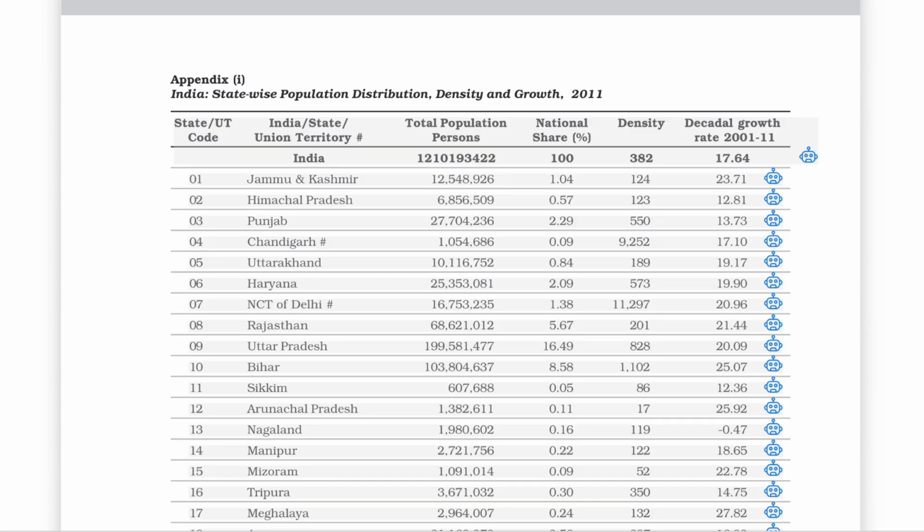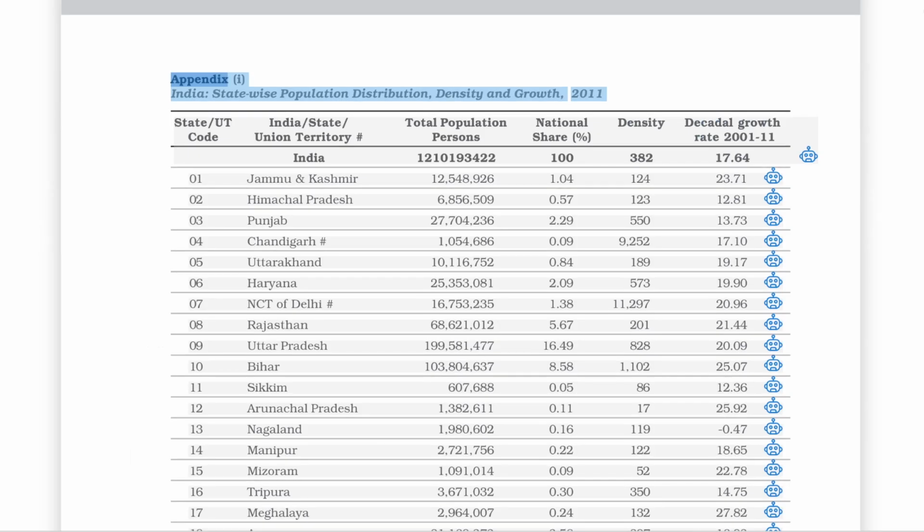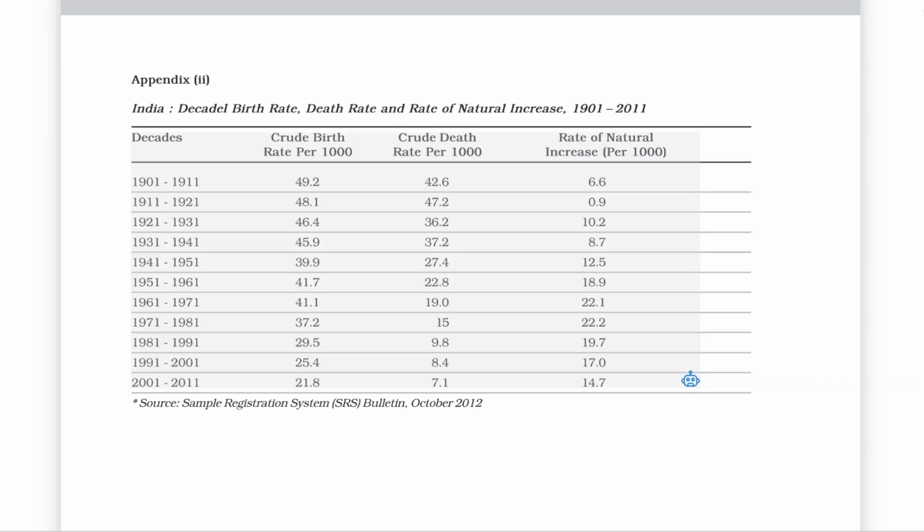106 India, People and Economy. Source, Census of India, 2011. Appendix I. India, State-wise Population Distribution, Density and Growth, 2011. Appendices 107. Appendix 2.